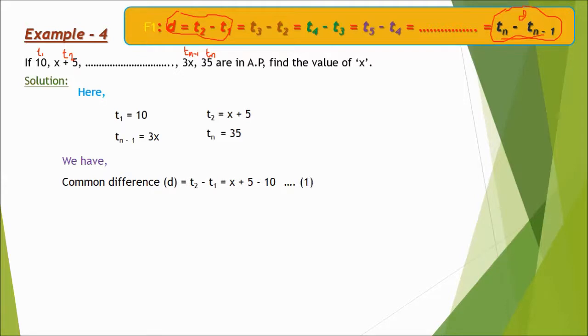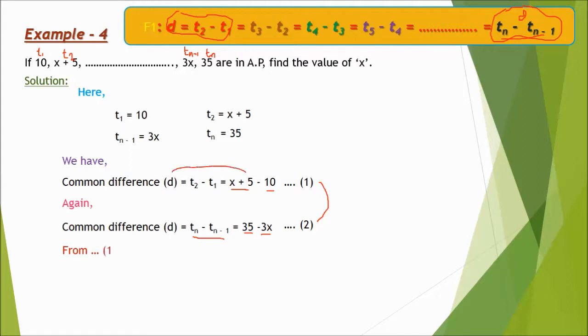We have applied the value of, you can see this is the T2 and this is T1. Now let's see again. Common difference D is equal to this. This is also the formula for common difference, and Tn is 35 and that is 3x and it is 2. We can relate first and second as they both are D, isn't it? They both are D. We can equate them from first and second.